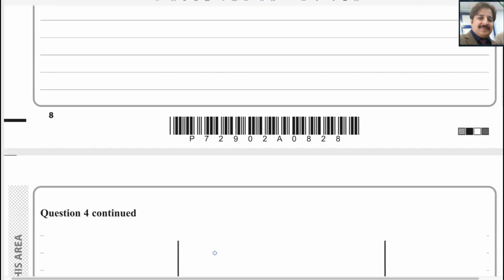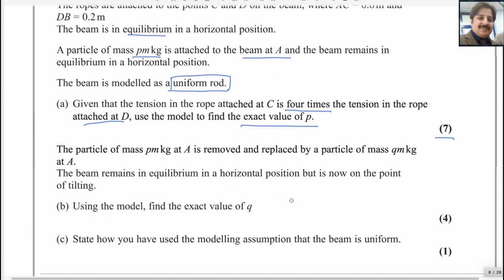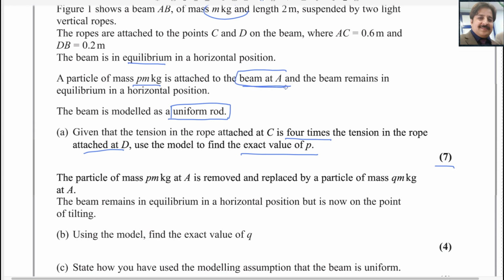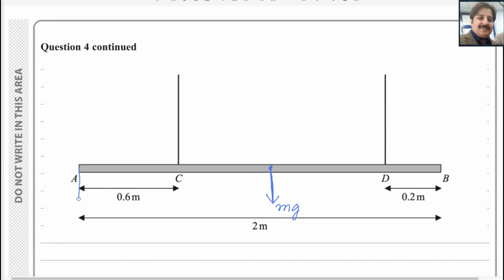Let me draw all the forces in this diagram. The midpoint is 1 meter away from A and 1 meter from B. The weight of the rod acts vertically downwards. Because the mass is m, the weight is mg. The other weight acting at point A is for the mass pm kg, so its weight will be pmg. We can draw the weight force here.